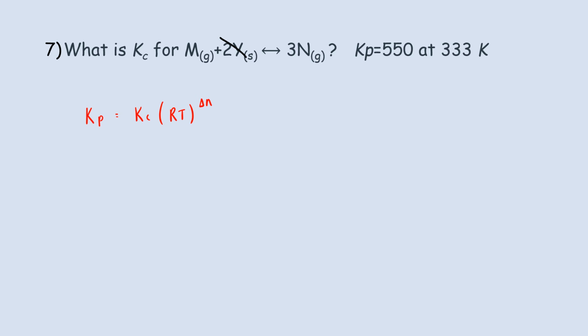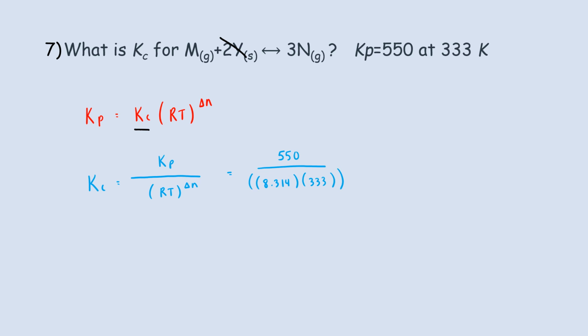So we're going to rearrange and solve for Kc. So our new equation is going to be Kc equals Kp divided by the product of RT raised to the power of delta N. So we're going to plug in our values now. We have 550 divided by 8.314 multiplied by 333 raised to the power of delta N.